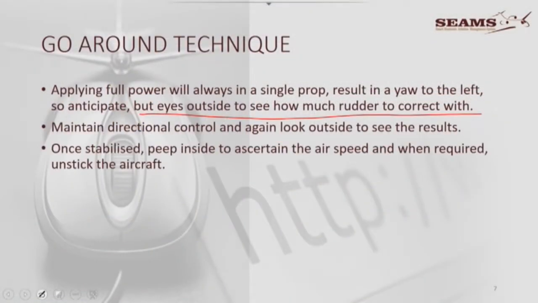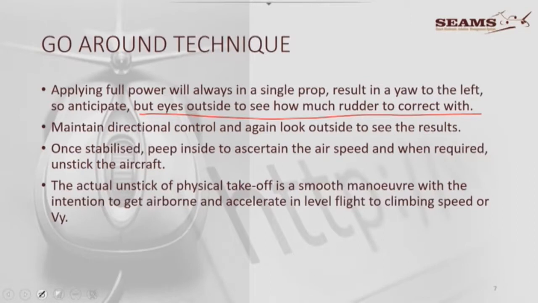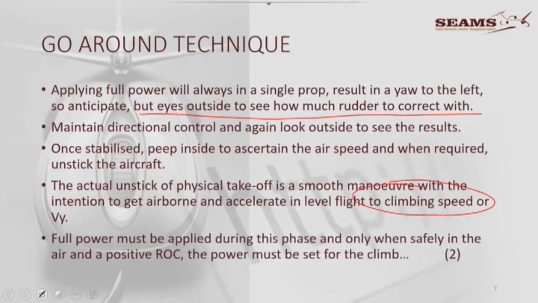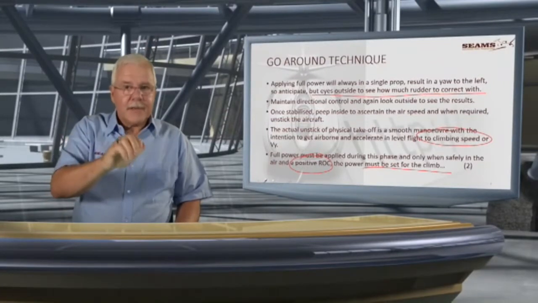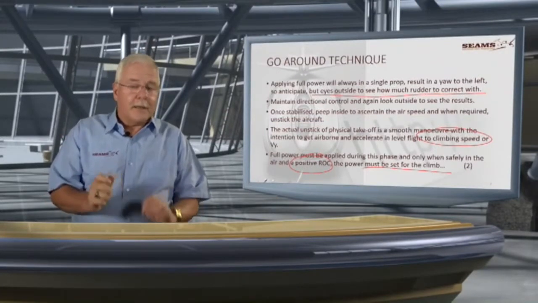Once stabilized, peep inside, ascertain the airspeed, and then, when required, unstick. Unstick just means to get the aircraft airborne. The actual unstick, the physical takeoff, is a smooth maneuver with the intention to get airborne and accelerate in level flight to your climbing speed, VY. Full power must be applied during this phase, and only when safely in the air with a positive rate of climb do you bring the power back. Then you set the throttle, set the pitch, and if needed, the mixture.